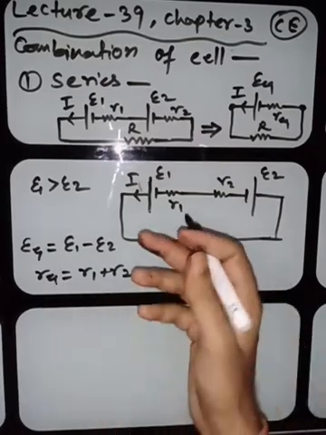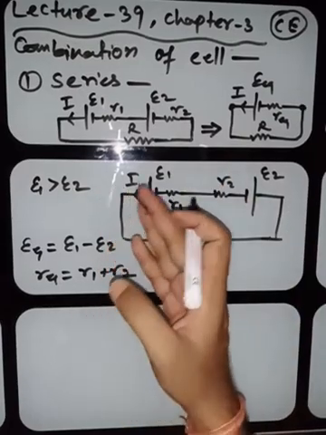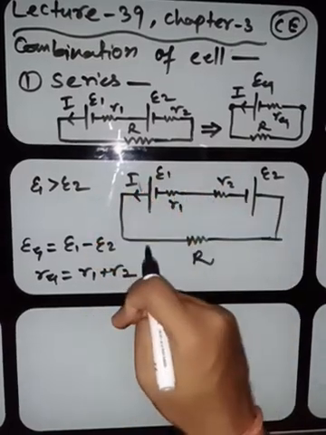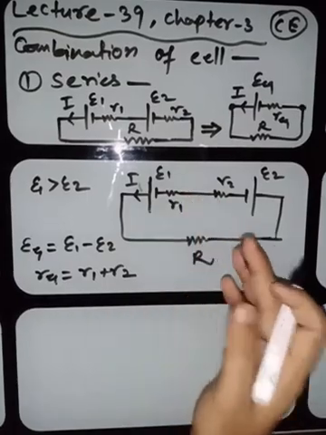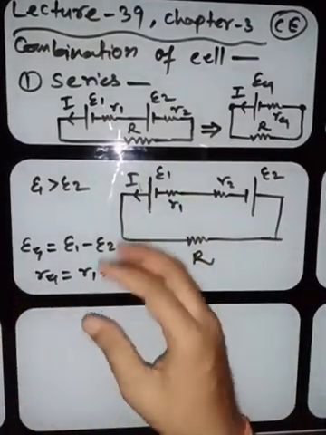And the total resistance of the network will also be the same. The total current will change. The total current now will be E1 minus E2 divided by R equivalent plus R. Okay, so this type of analysis should come to your mind, my dear students.